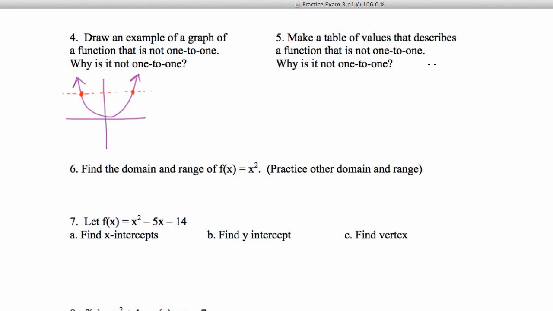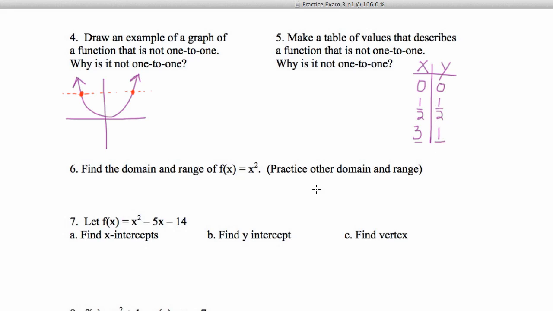For a table to not be one-to-one, if you have a y value that goes with more than one x value, that makes your table not one-to-one. In order to be one-to-one, every y value must have a unique x value, and every x value must have a unique y value. So this y value goes with 1 and with 3, so this is not one-to-one. Again, I look for doubles here.